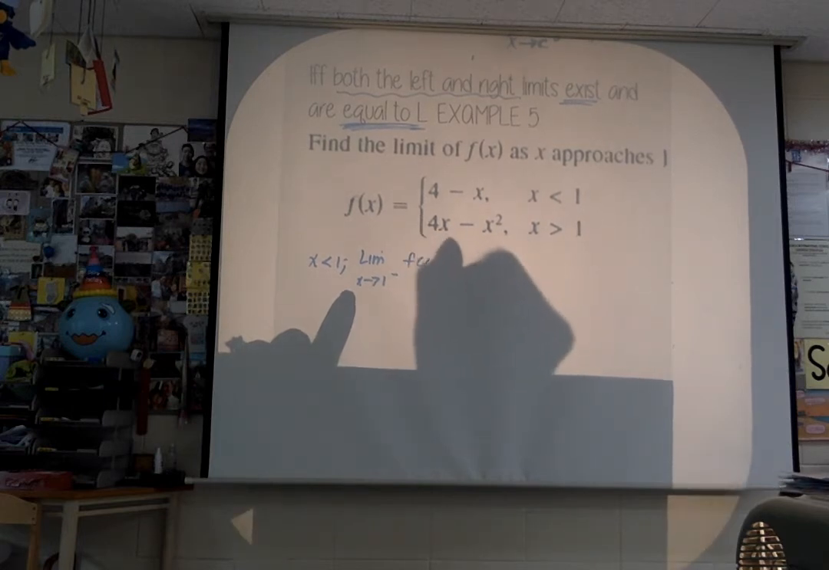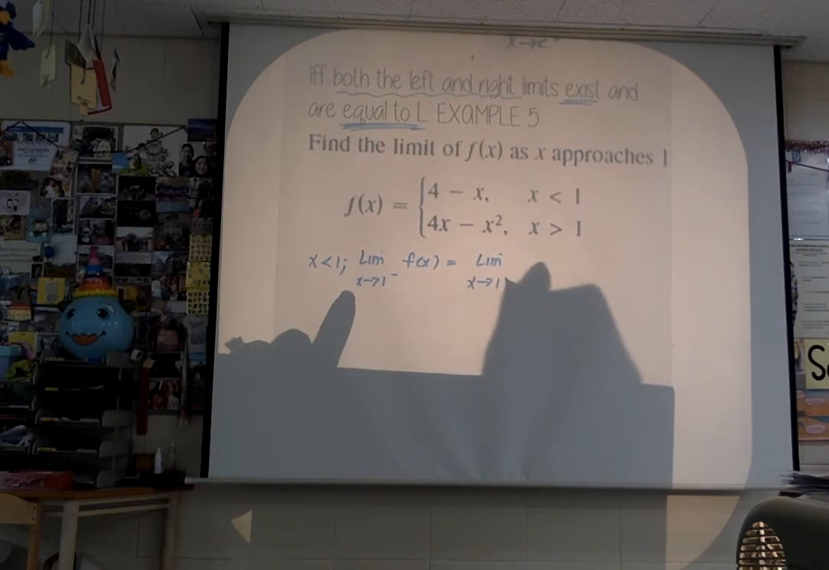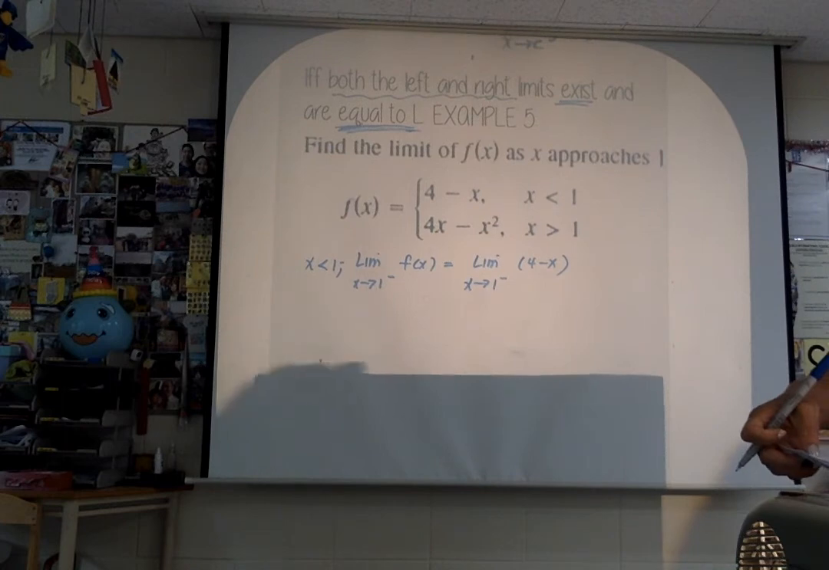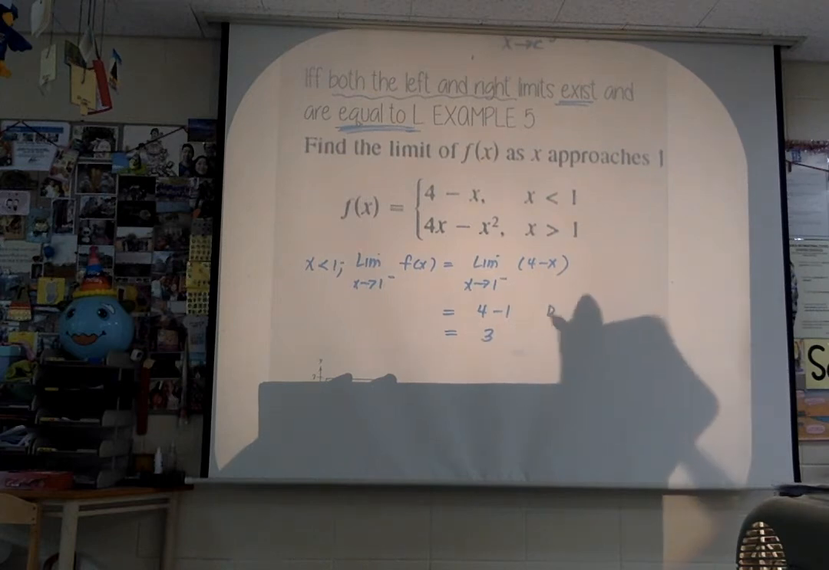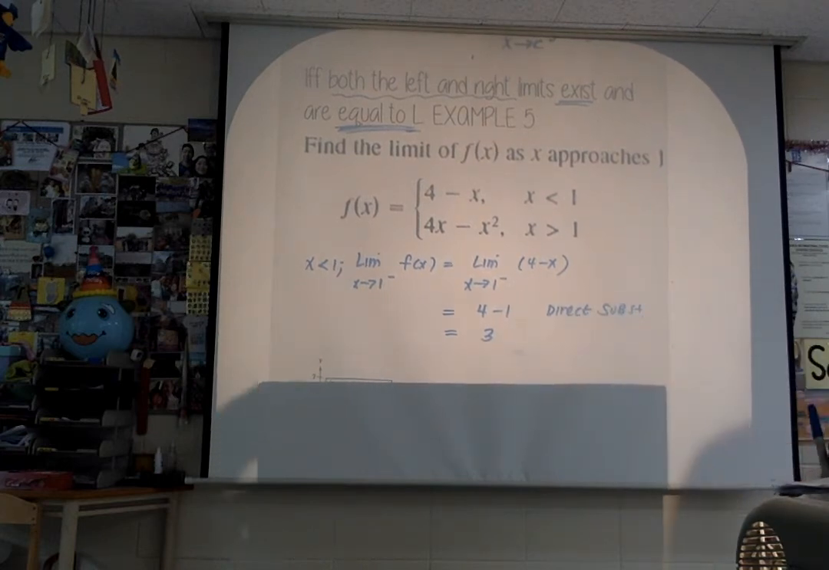So f of x is going to equal the limit as x approaches negative 1 from the left. It's going to be 4 minus x, correct? Okay, so let's actually find that. It's 4 minus 1. We use direct substitution and we get 3. Okay, that's going to be 3.